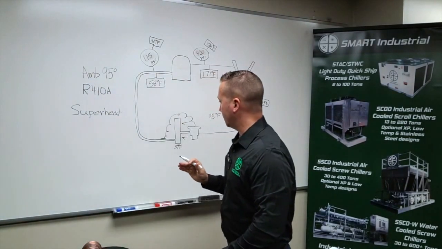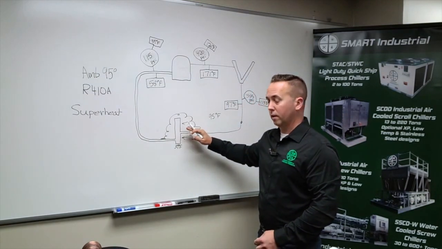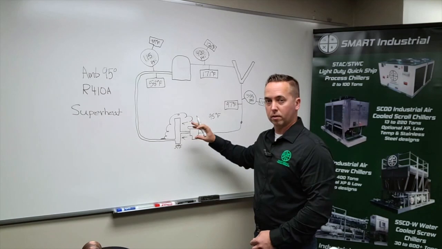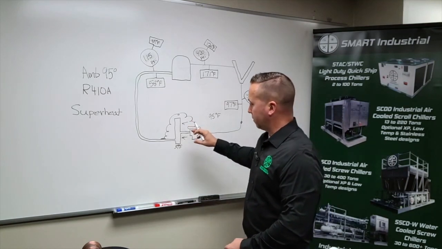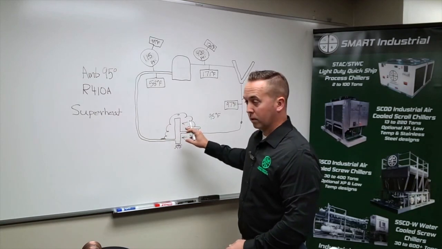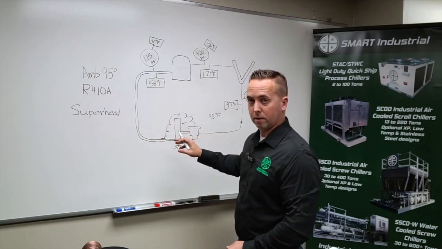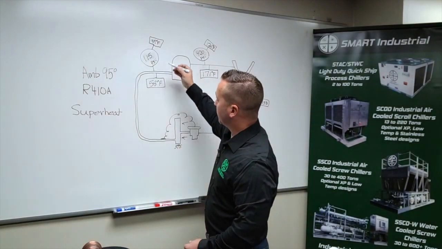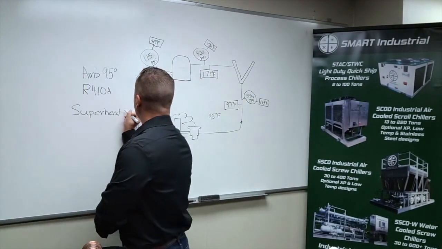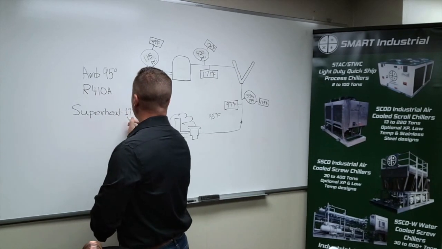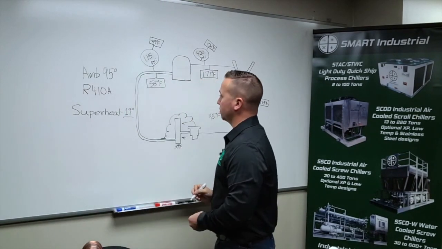Superheat is heat that is added to a refrigerant after that refrigerant has changed state, has already boiled off. So after that liquid refrigerant has completely boiled away and just vapor exists, we were still absorbing heat. That heat is called superheat. And so the difference between 58 and 39 is 19 degrees. Therefore, we could say we have a 19-degree superheat.